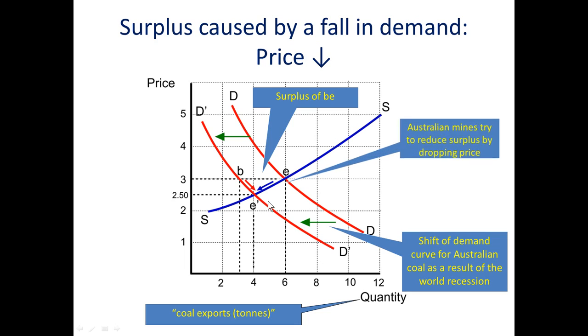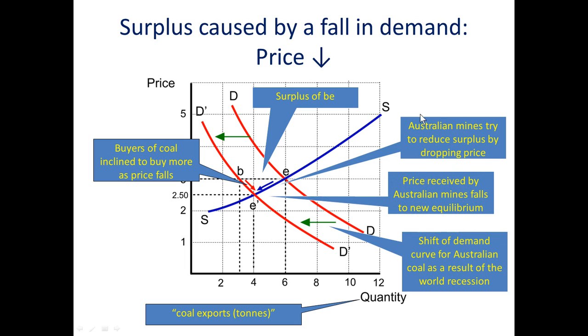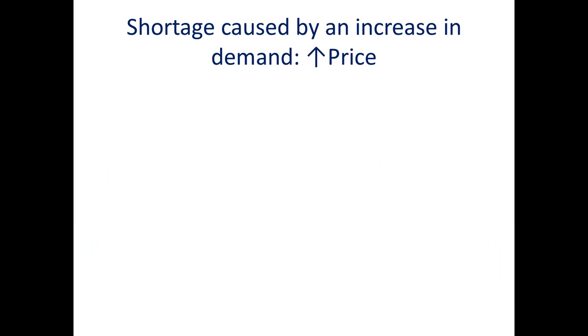Now again, there's going to be mechanisms which move the price back down to E prime. Australian mines will try to reduce their surplus by being prepared to accept a lower price, whereas the buyers of coal will be keen to actually purchase more coal as the price falls. So eventually equilibrium will be attained at point E prime, and of course again there are reallocation resource implications of that change in market conditions.